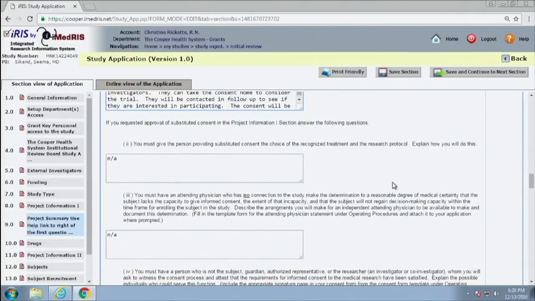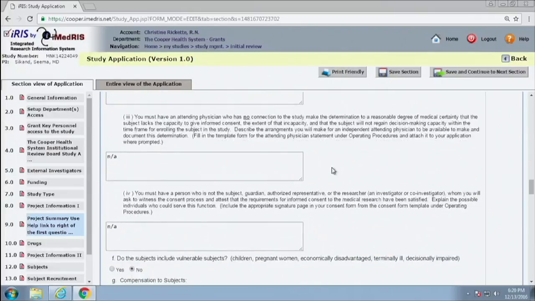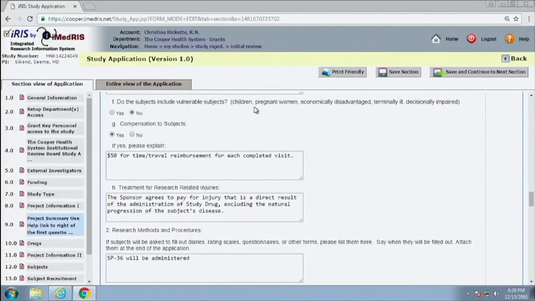This section is, again, substituted consent, which is used, but it's not the norm, I should say. Patients who can't consent for themselves. Vulnerable subjects, and that gives you the different categories here.